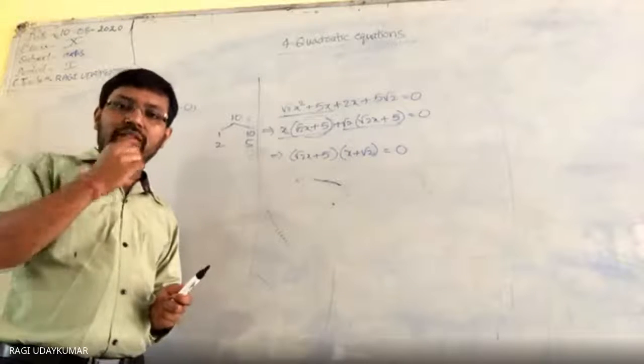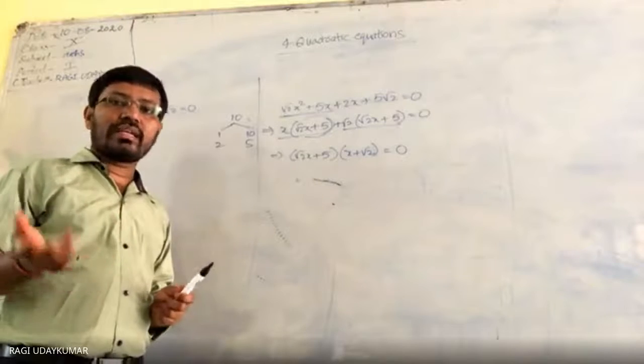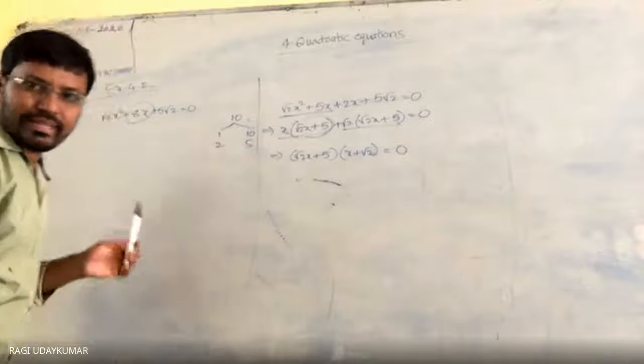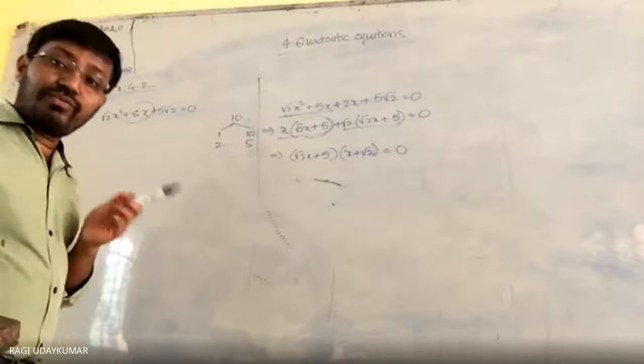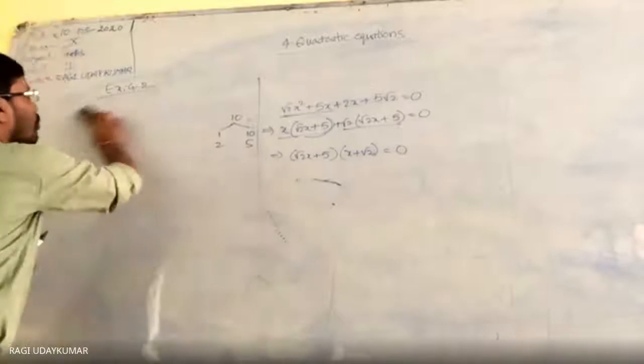So here another method is the completing square method. Using the completing square method, you can find out the roots. Okay? Did you understand this point? Yes, sir. You can use the completing square method, and the formula also you can use. So there are two methods to use.